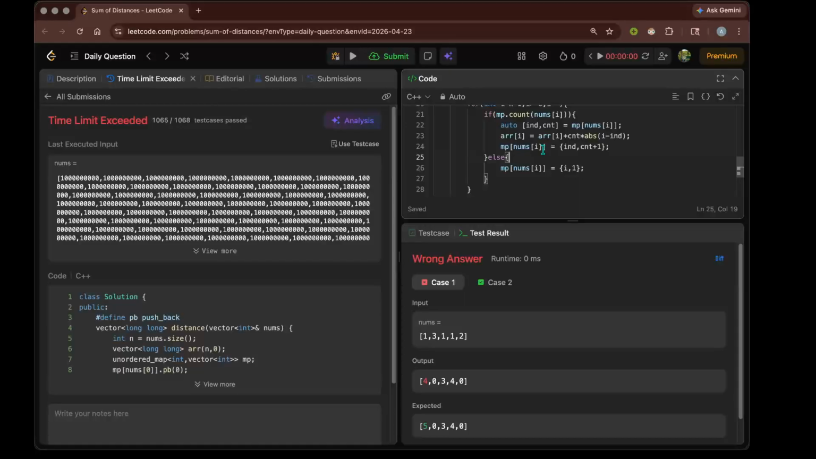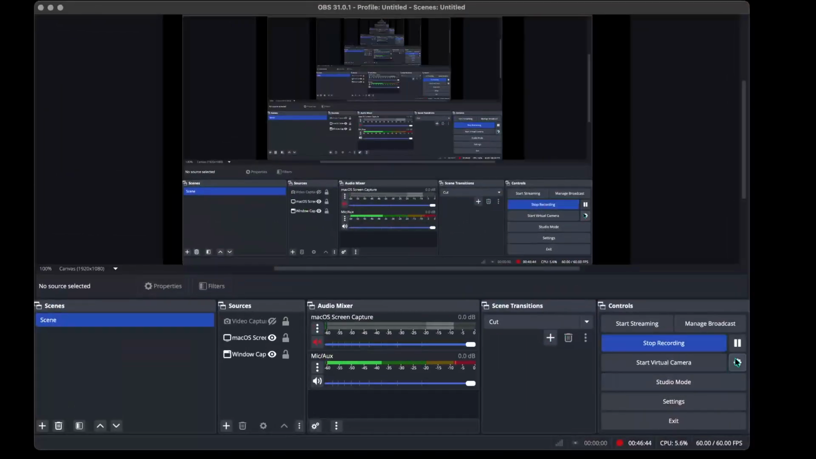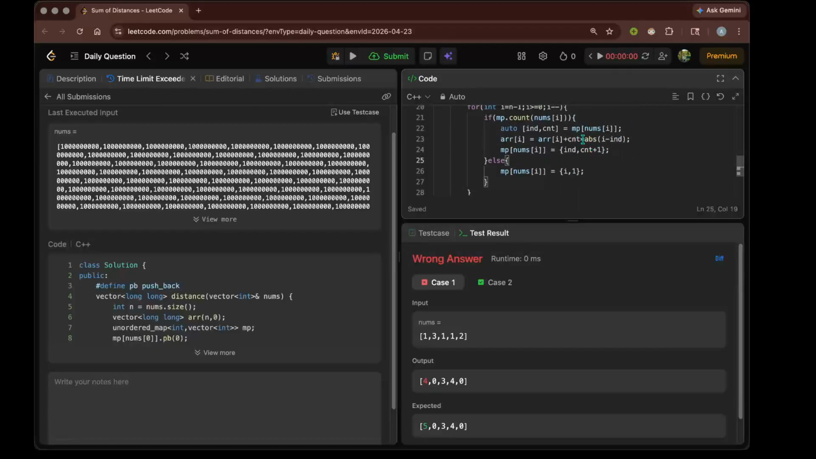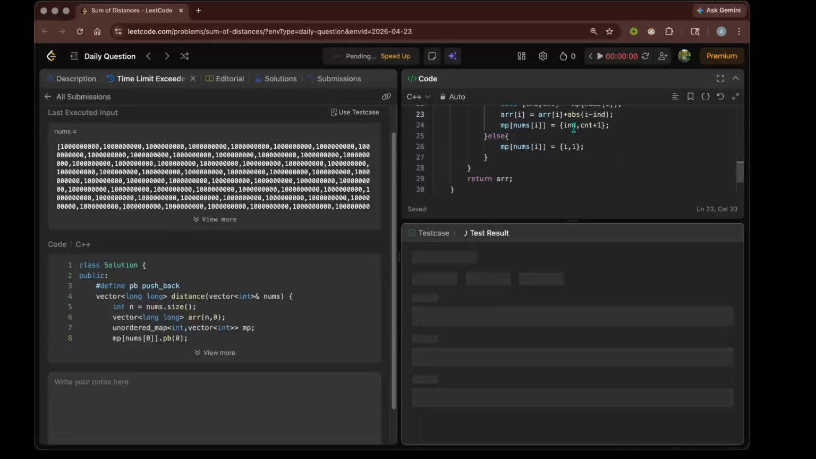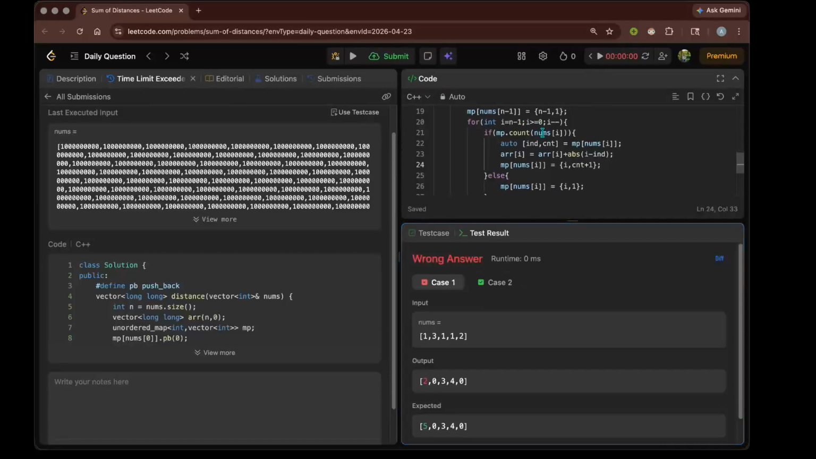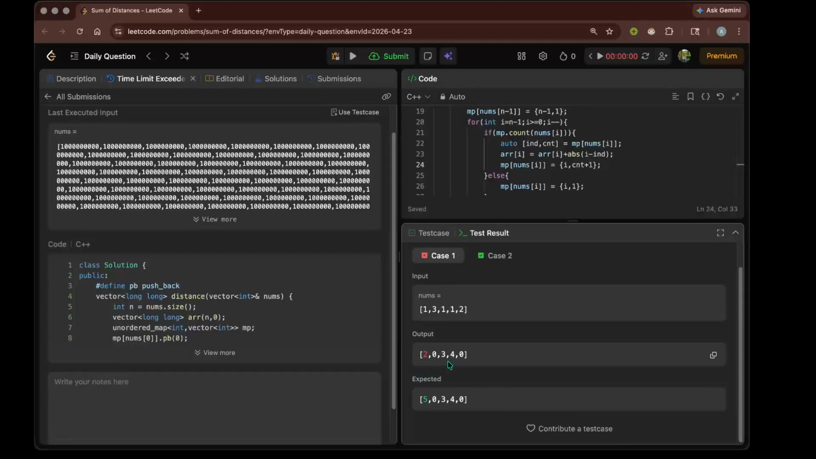So, hmm, wait a bit. I'm trying to change some stuff to check whether it's correct or not. I don't know actually. 2, 3 plus 2, na?